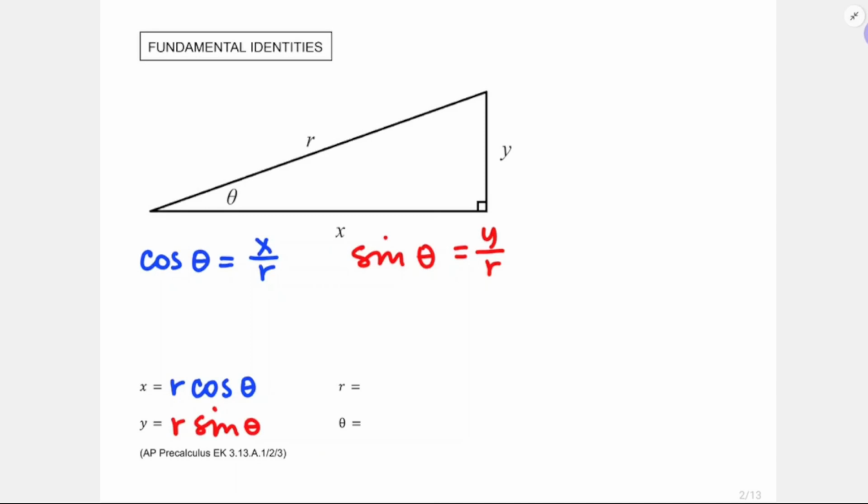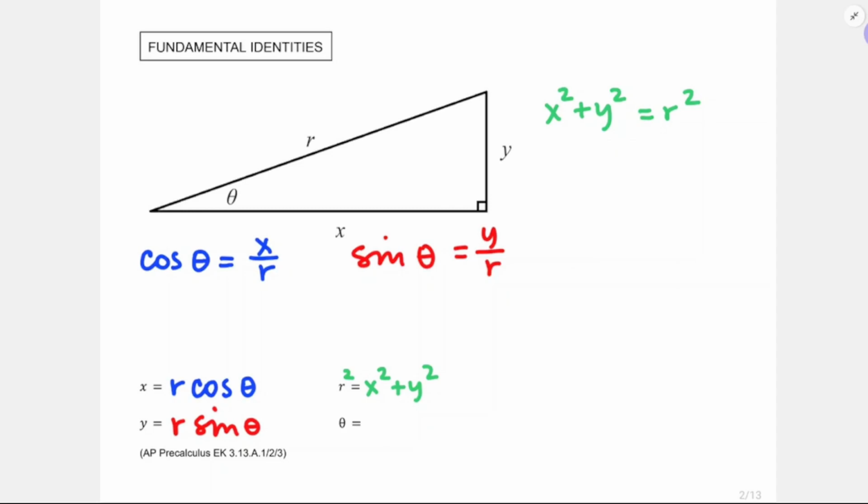Then r in terms of x and y: three sides of a right triangle, Pythagorean theorem, x squared plus y squared equals r squared. I used to say r is the square root of x squared plus y squared, but in this class we need to be ready for when r goes negative and think about what happens there. So I'm just going to leave it there: r squared equals x squared plus y squared, that'll always be true. And then theta, with x and y, that would be tangent.